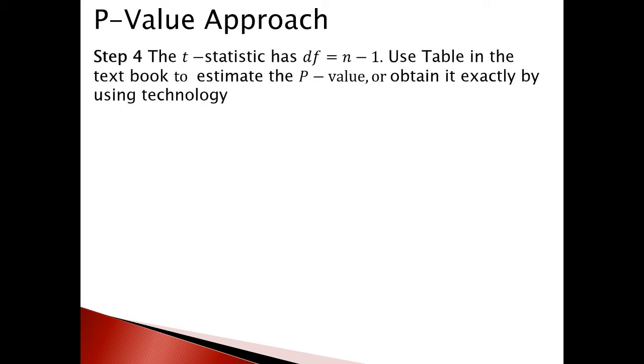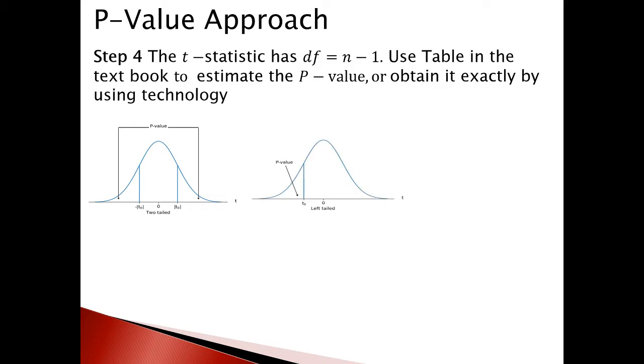Now on the next slide, we are going to see the p-value approach, and here is step 4. Step 4 provides that the t statistic has df equals n minus 1, and we also need to compute the p-value. We can use our textbook, because there is a table, so we can easily find the p-value. Here are 3 figures for p-values. The first one is two-tailed, the second is left-tailed, and the third is right-tailed.